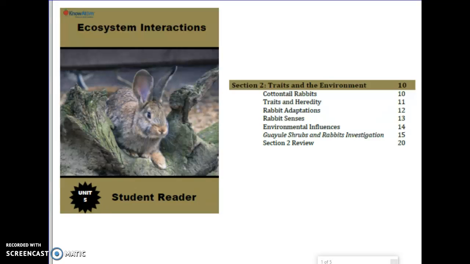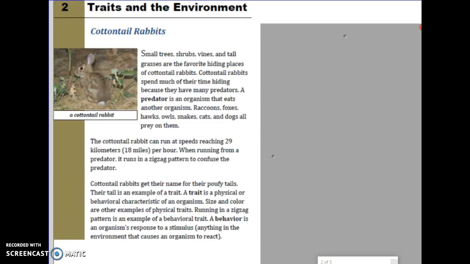This reading comes from Ecosystem Interactions, Section 2, Traits and the Environment. You should be open to page 10 in your reader. Traits and the environment. Cottontail rabbits.